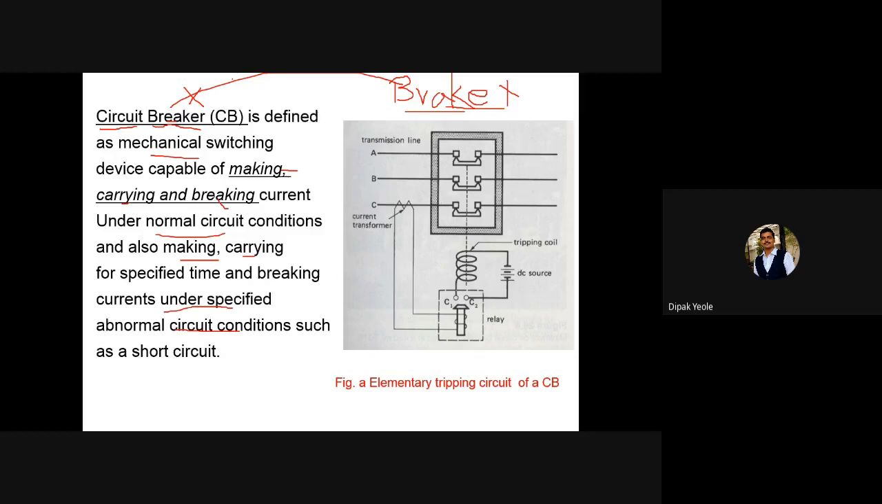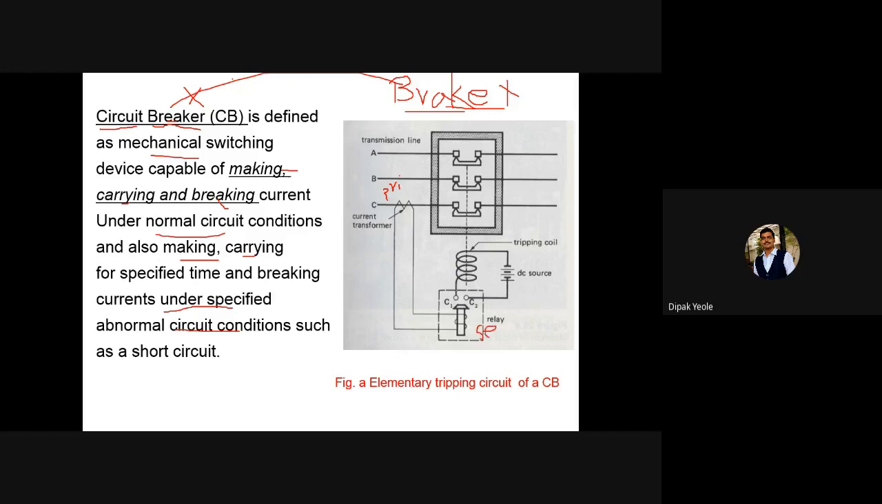Here you can see the RYB three-phase transmission line we are using. We are using a current transformer, so the current transformer primary is connected over here. I hope your concept of current transformer is clear from the subject of EMI, electrical measurement and instruments. For the current transformer, a primary and a secondary are available.